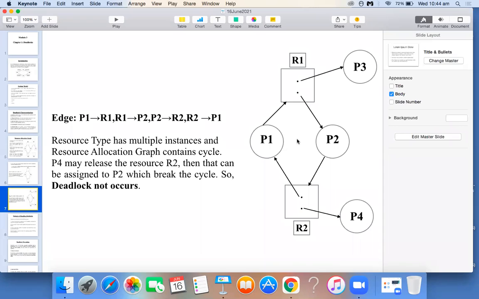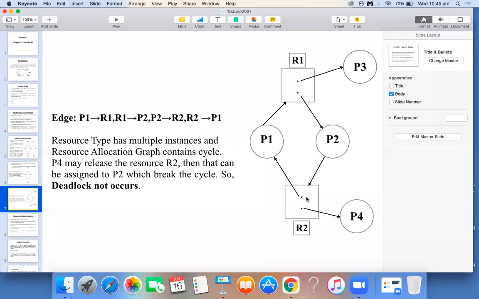Yes, sir. So you can see P1 to R1, R1 to P2, P2 to R2, and R2 to P1. So there is a cycle. Whenever a cycle occurs, I told you deadlock will occur. But here deadlock will not occur. I will justify my answer. The answer is we have multiple instances of resources. Can you see? We have two instances of resource R1. Similarly, we have two instances of resource R2.